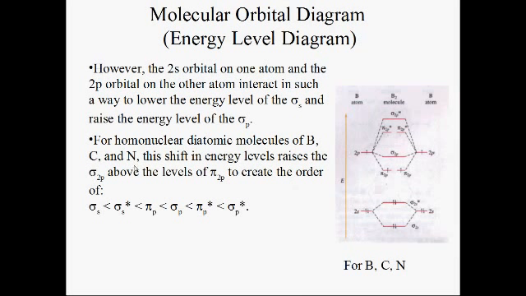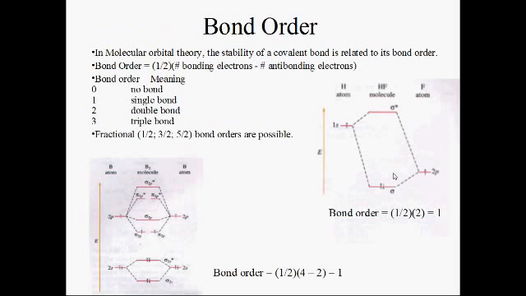For boron, carbon, and nitrogen, there is a repulsion that raises the energy of the sigma 2p. So the pi 2p becomes more stable than the sigma 2p. So that's for boron, carbon, and nitrogen diatomic molecules. So we just have a little rearrangement of our stable sigma and pi levels for 2p.